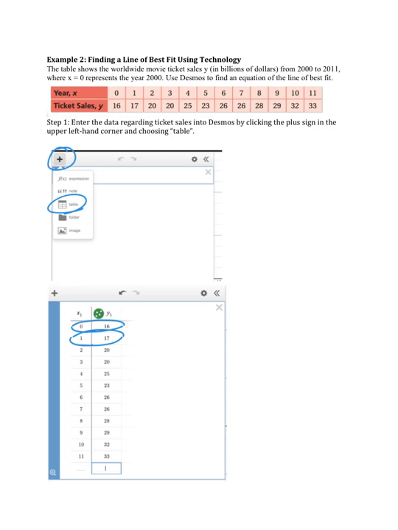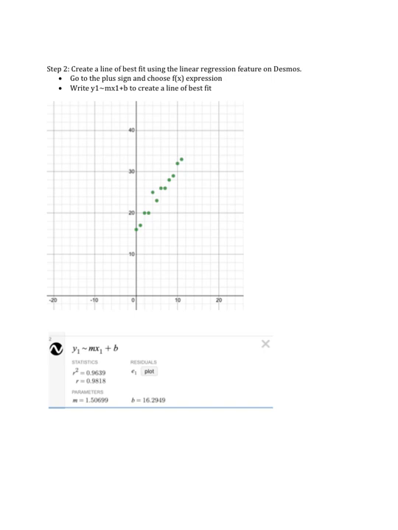And once you do that, once you have all the points in there, it's going to show you the scatter plot. So here we can see what that scatter plot looks like. So we can tell from looking at this that this has a positive correlation. We can see that as x is getting larger, y is getting larger as well.